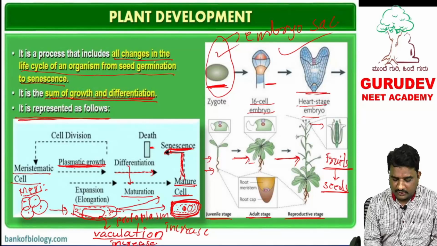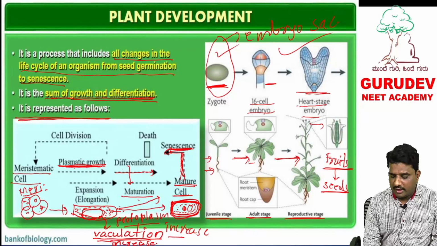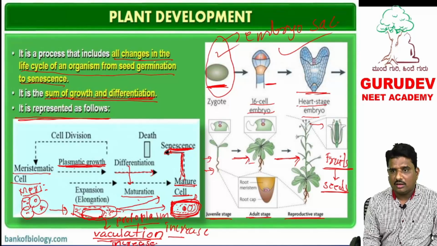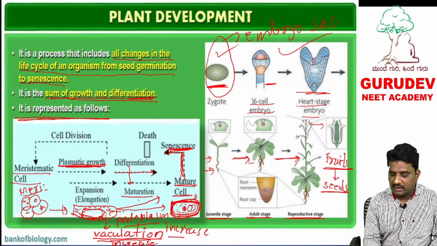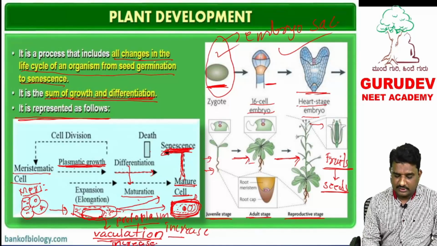In the development process, the meristematic cell initially undergoes elongation because the vacuole and protoplasm content increase. After that, the elongated cell becomes mature because its cell wall becomes thick. Then the cell undergoes an aging process at one point. That aging process is called senescence. After that, cell death happens and the life cycle is completed.